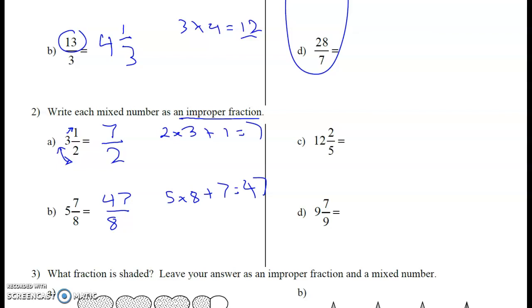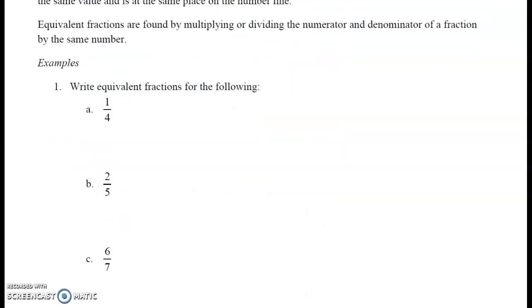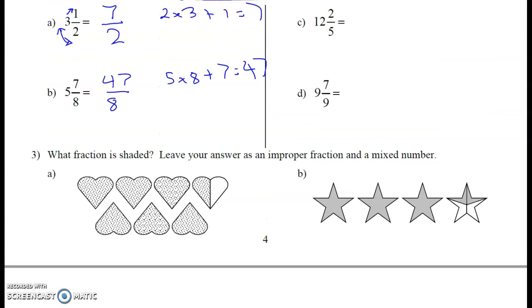Okay, going down to question 3. What fraction is shaded? Leave your answer as an improper fraction and a mixed number. So if 1 heart represents a whole, we've got 1, 2, 3, 4, 5, 6 wholes and a half. 6 wholes plus a half here.